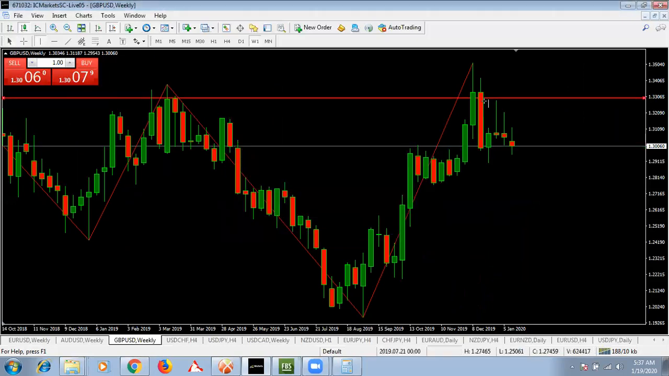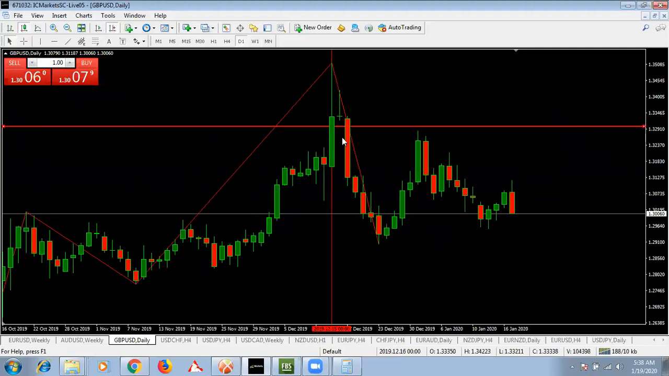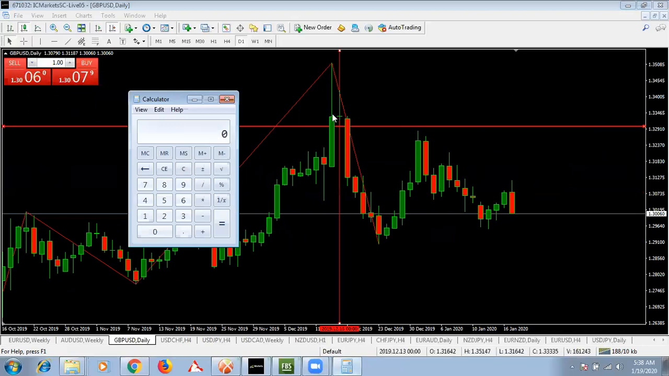Let me plot my vertical line to identify. So we'll go down to the daily time frame. The daily time frame, what do we do here? This is the candlestick, as zigzag is at this level. So we get the pivot of this candlestick. Let's get the pivot. 1.3514 plus 1.3164 plus 1.233 divided by 3. So that's for daily.